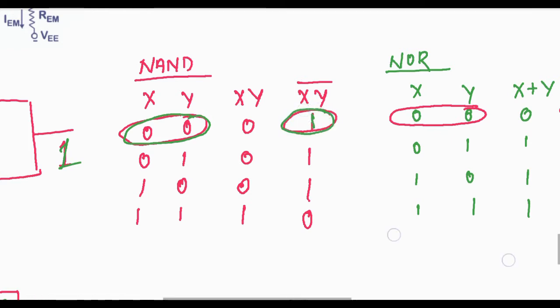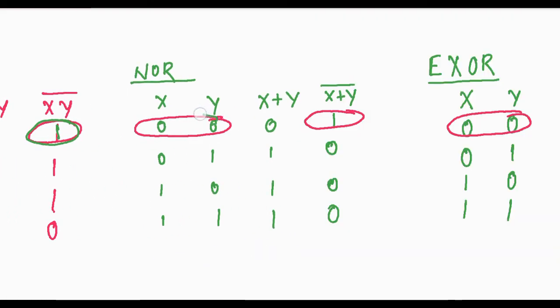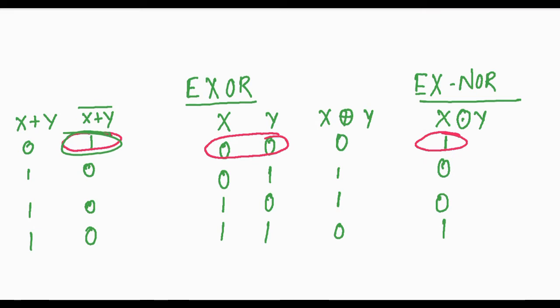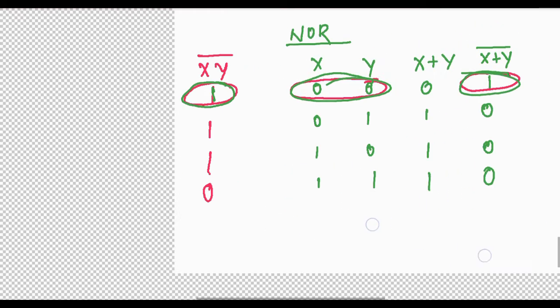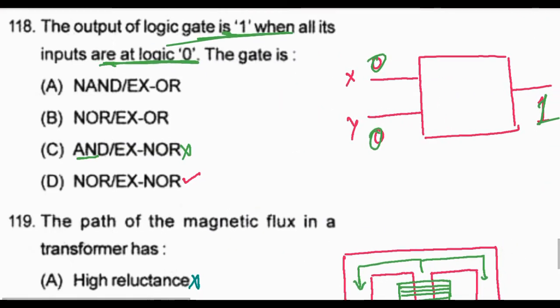In the case of a NOR gate also, if the inputs are all 0, then we are getting 1. In the case of an OR gate, if we put input 0, we are not getting 1 here. So this is not the answer. First, the OR gate is not the answer, so we will cancel it out. Here the AND gate is given, so this is not the option. And here XOR, this is not the answer.